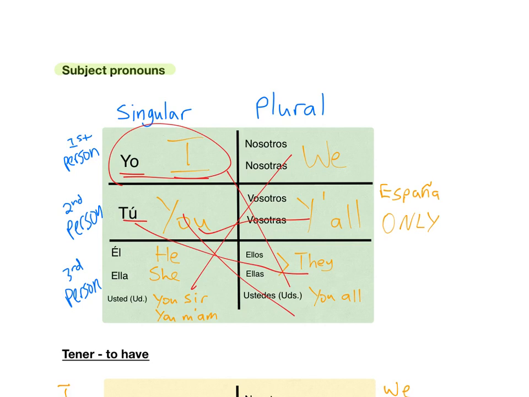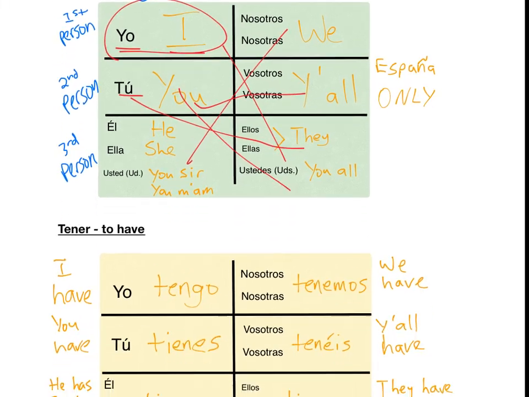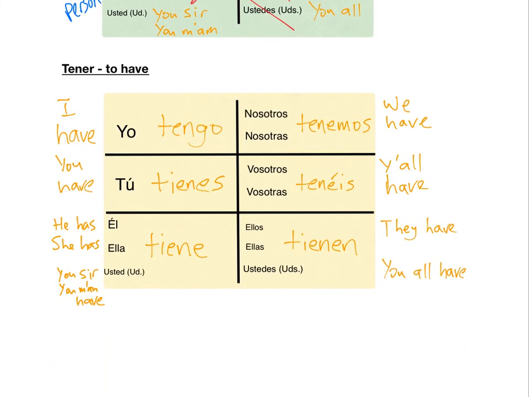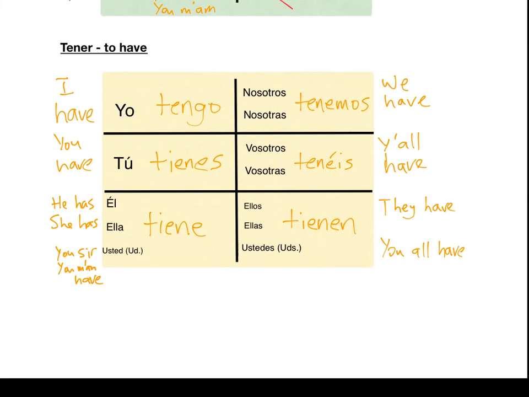So let's scroll down to tener. And again, tener means to have. In the next slide, we will show different ways to use tener for our purposes. So again, pause this if you have to. Write these down exactly as you see them. The conjugations, the spellings, okay?